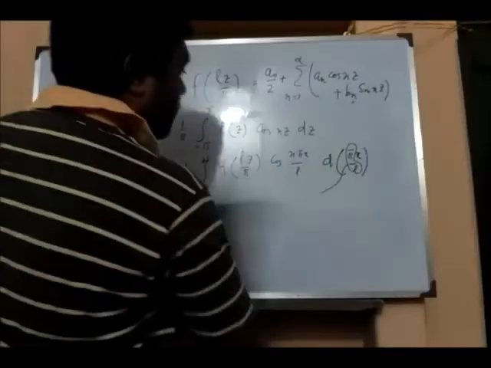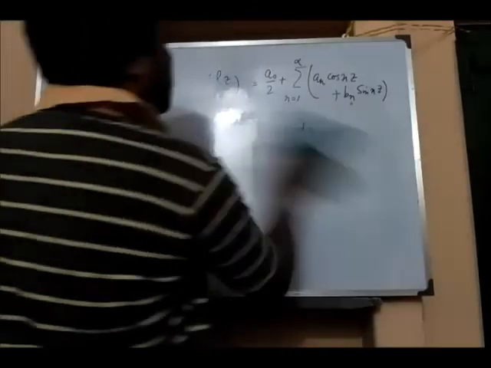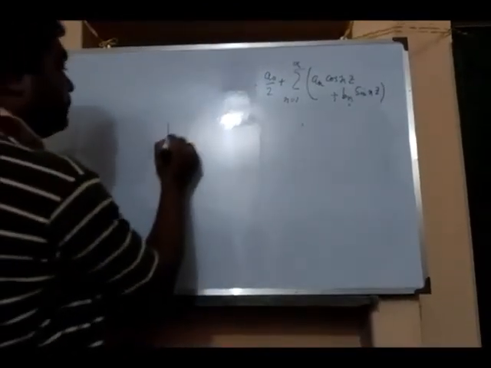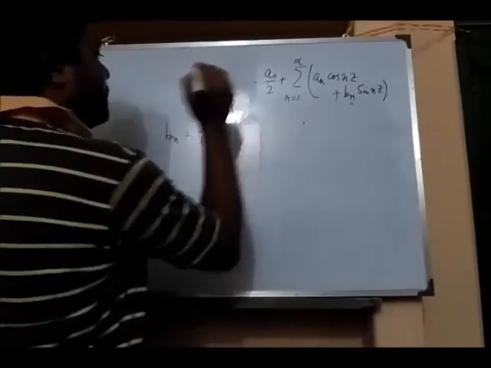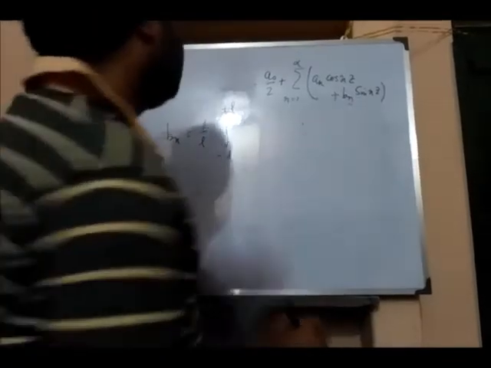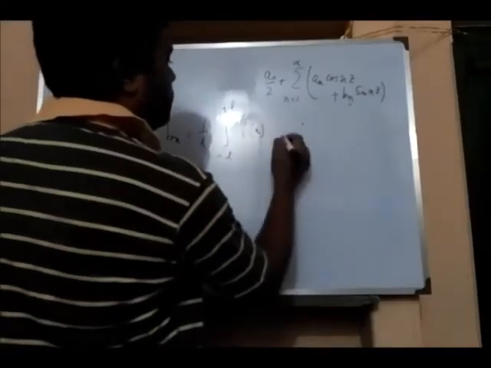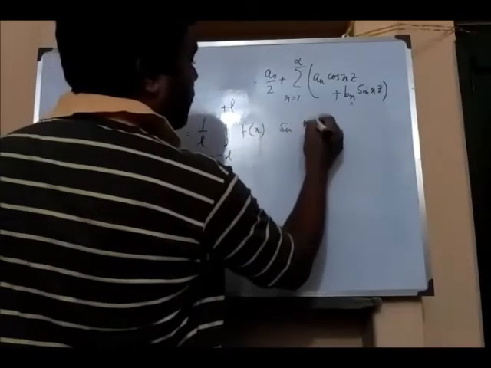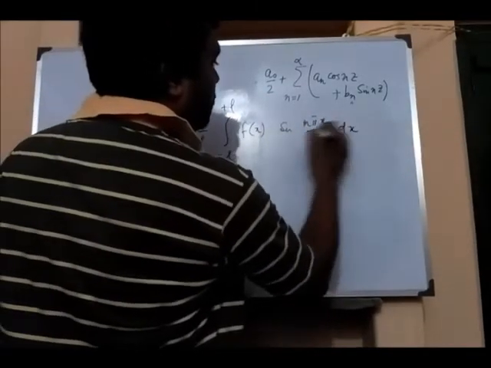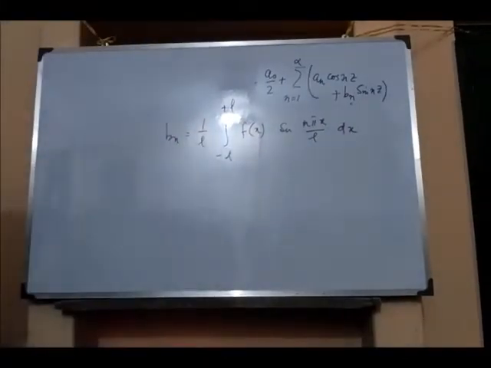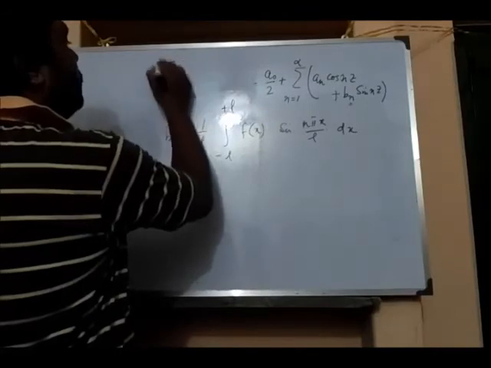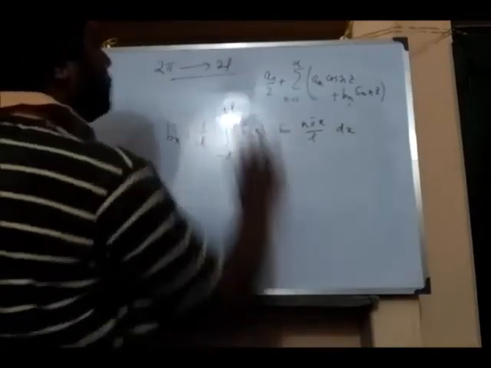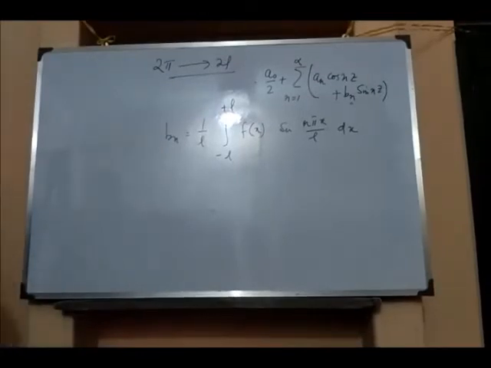Now the value of bn in similar way becomes 1 upon L, integral from minus L to plus L of f(x) sin n pi x by L dx. So this is the way that you could change this whole function from twice pi limit to twice L limit. Right?